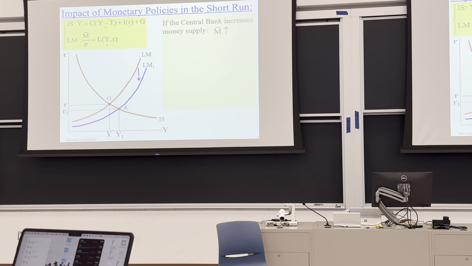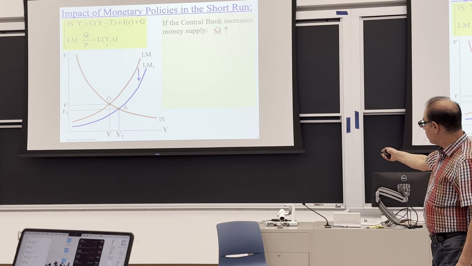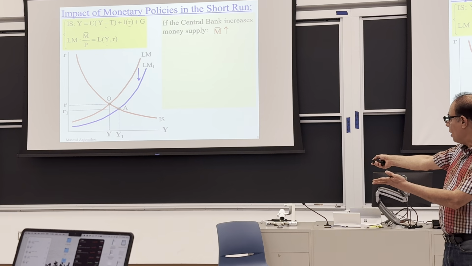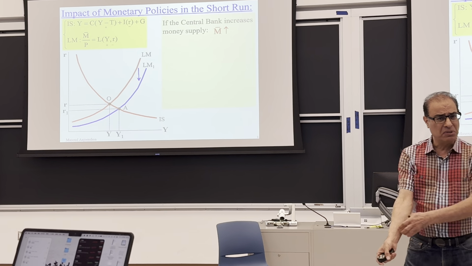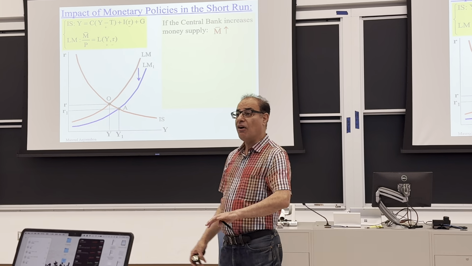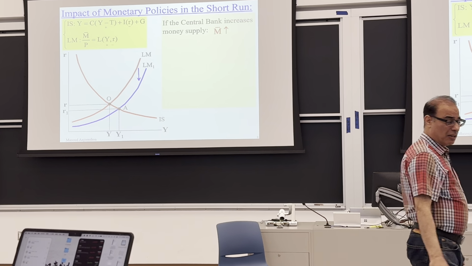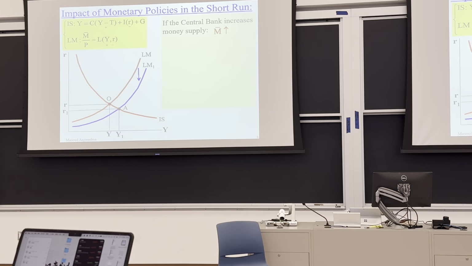Money supply goes up. How should I start? And explain everything, because somebody may ask me, when money supply goes up, why does output go up, and why does interest rate go down? Okay? So without referring to any technical concept.